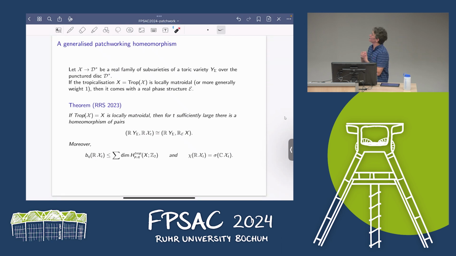And when we patchwork this thing together, we end up getting a homeomorphism of pairs of the real patchwork part. So this is the combinatorial thing that we build from the tropicalization and the real structure. And this is for sufficiently small positive t, sorry. We get a homeomorphism of the pairs of the real toric variety and this algebraic variety. And we also get bounds on the individual Betti numbers, again coming from tropical homology groups, and we get a relation on the signature and the Euler characteristic. So I'll stop there, and thanks.